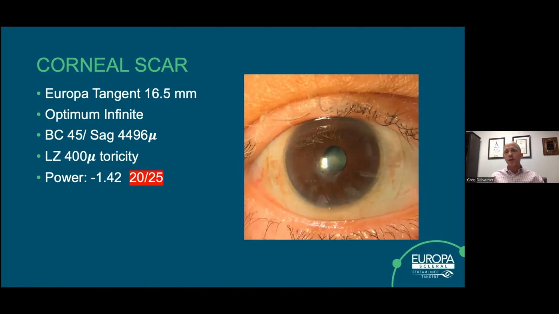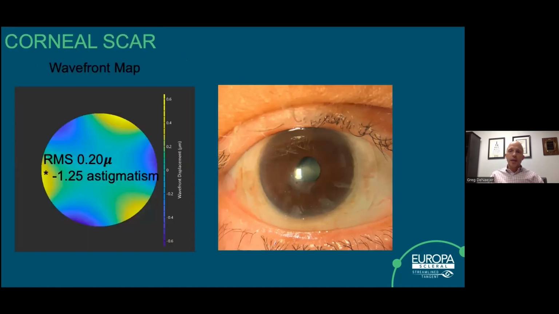And you can see from the photograph that we don't have any compression or edge lift. The lens fits very nicely. With a little bit of nearsighted power, she is able to see 20/25 vision, and she's very happy. We did send her home with the lens, and she returned to me a few weeks later, still very happy and satisfied with both the comfort and vision.